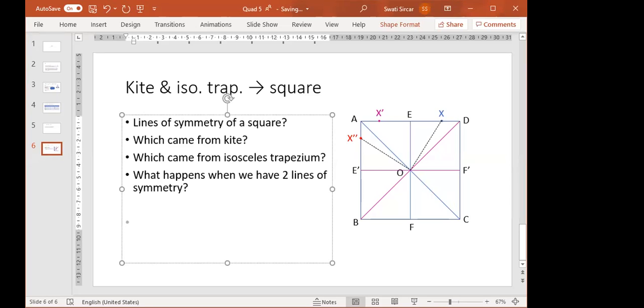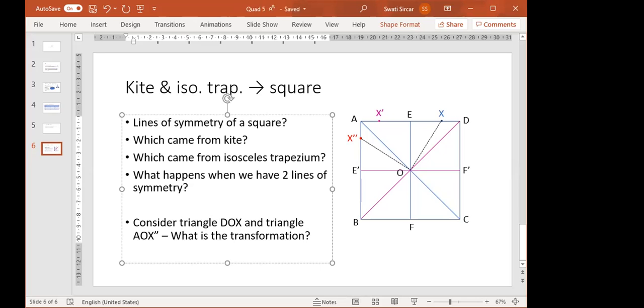Let's say, consider triangle DOX and triangle AOX double dash. Okay. What is the transformation? Okay. What would you say? Rotation of 90 degrees.